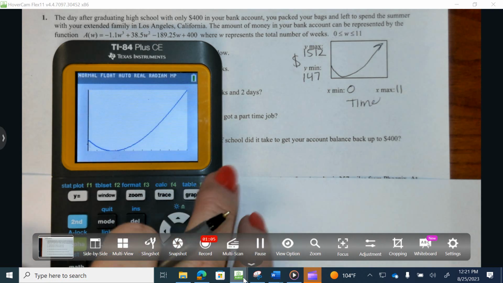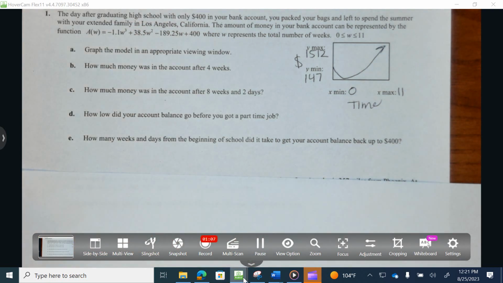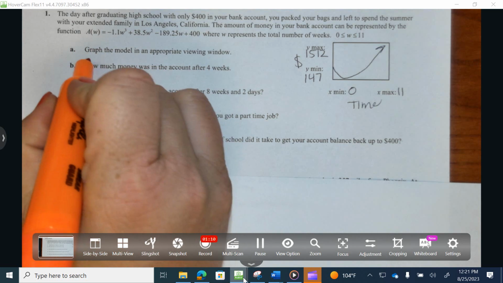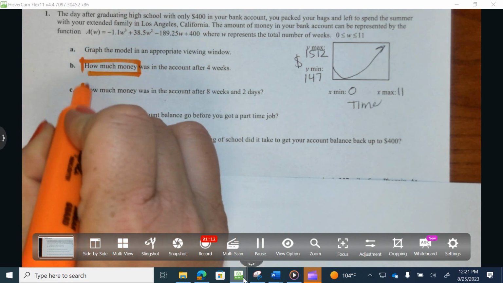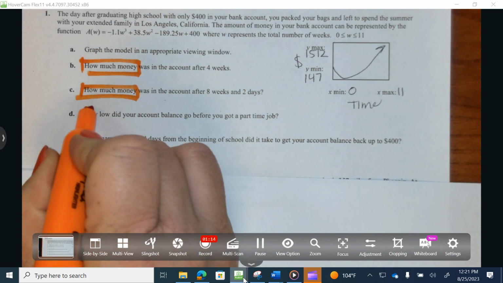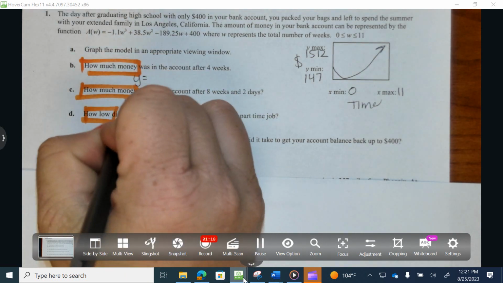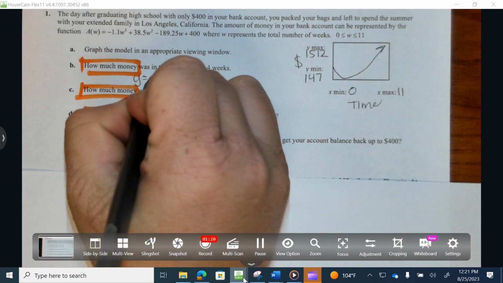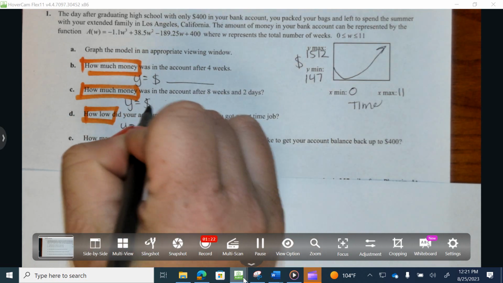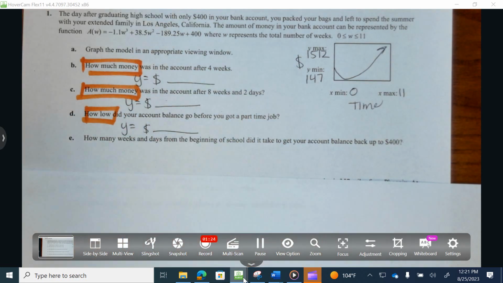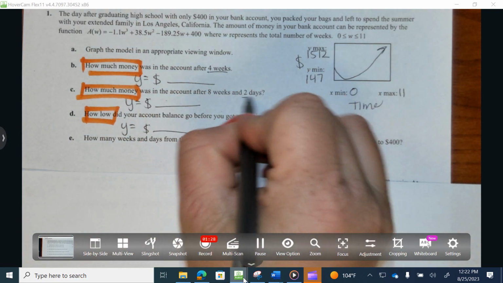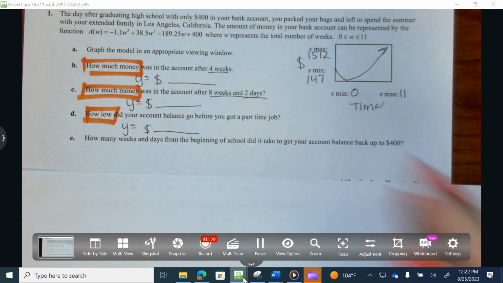All right, let's get started. I'm going to first go through and read the question. So I've done part A. How much money? How low? Those are all monetary questions. Monetary means money. How much money is in your account? So the answer we receive will all be in terms of money. It'll be some dollars and some cents. And then it gives us a specific period of time.